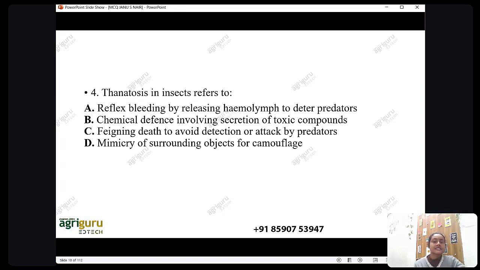option C. Thanatosis means certain insects like the coleoptera, such as beetles. When seeing a predator, as a defense mechanism, these beetles arrest their movements and pretend like they are dead. Basically they are not. It's a kind of defense mechanism. No predator will prefer a dead insect. That's a basic law of nature. Certain insects like some spiders and coleopterans do this.